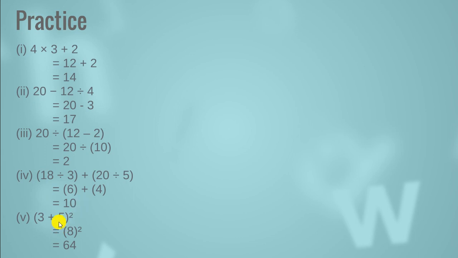Now here you have another example, that is (3 plus 5) squared. So here what we will do is first solve the brackets, as you have BIDMAS, brackets then indices. So you need to solve the brackets first, that is 3 plus 5 gives us 8. Then we have the indices. So 8 raised to the power 2 will give us 64.